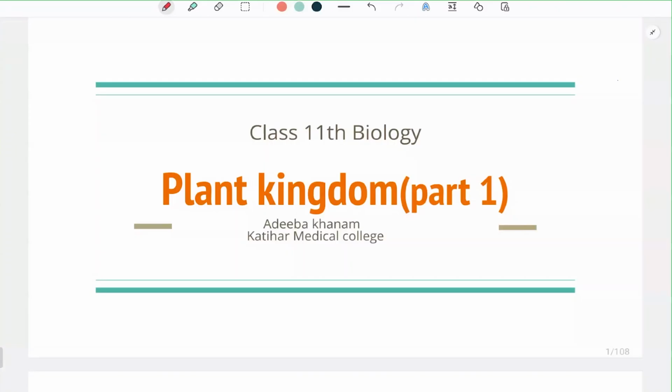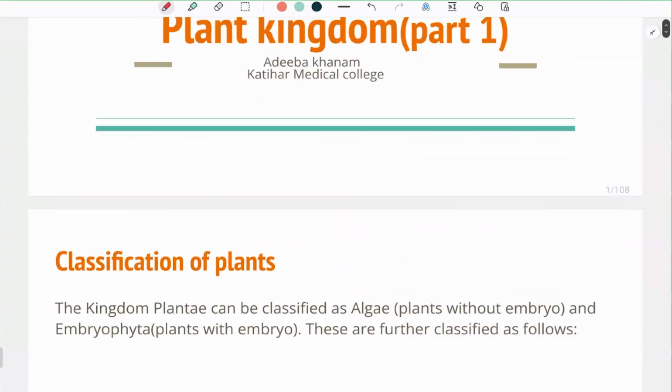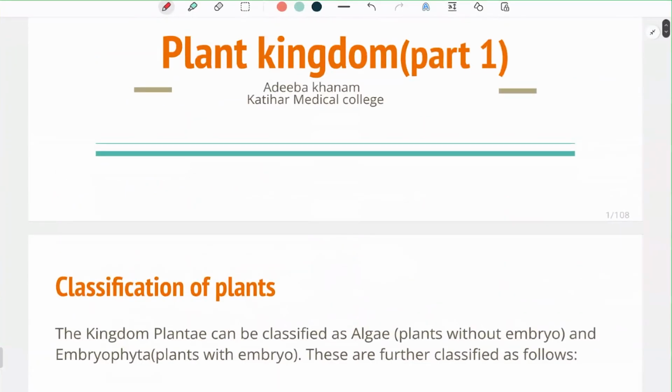So plant kingdom is a chapter which deals with the classification of plants, and we will study about different plants and in which manner they are classified, how do we differentiate between plants and what are the important points which help in differentiation between plants and what are their importance, both ecological as well as economical. Okay, so the first thing is: what are the kingdoms under which plant kingdom comes?